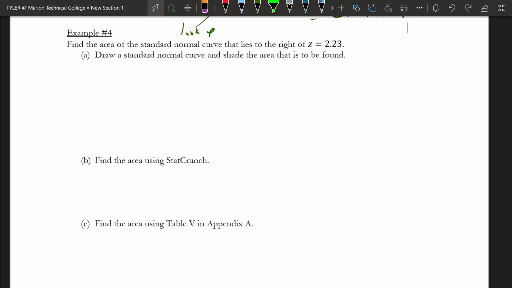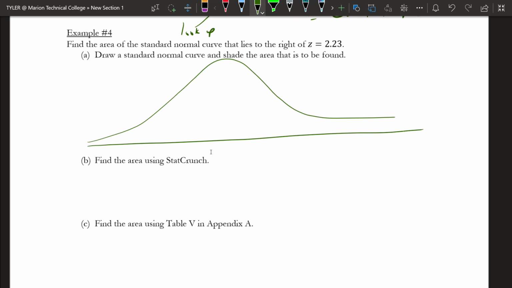So example 4 is similar, finding area to the right. So we have z equals 2.23. So if we want to draw this curve, then 2.23 would be somewhere over here. So I want to locate the area to the right, which would be this area, that shade.